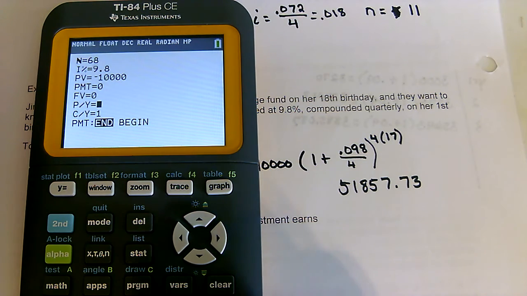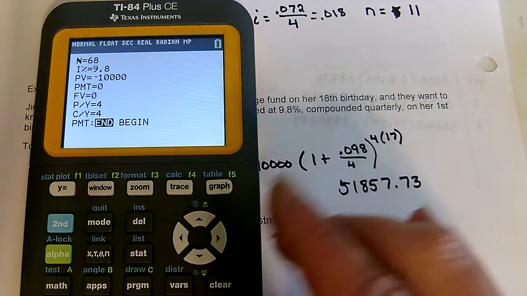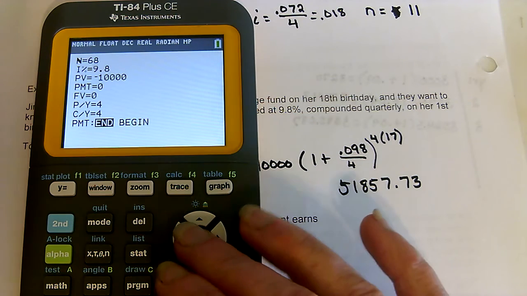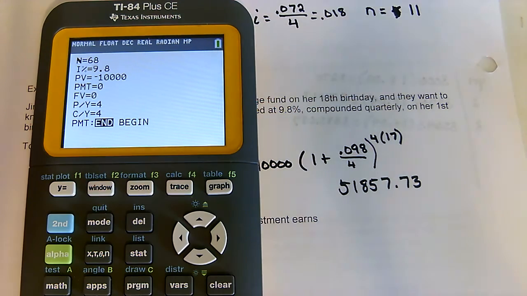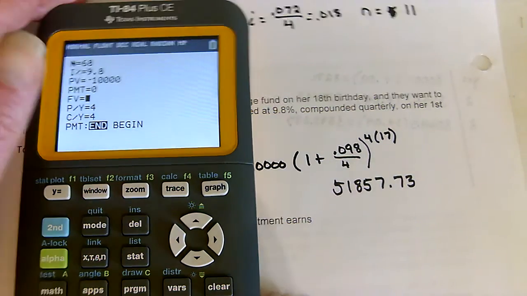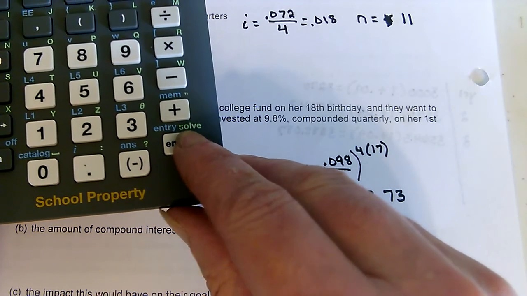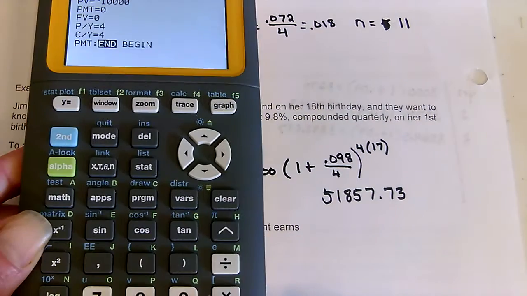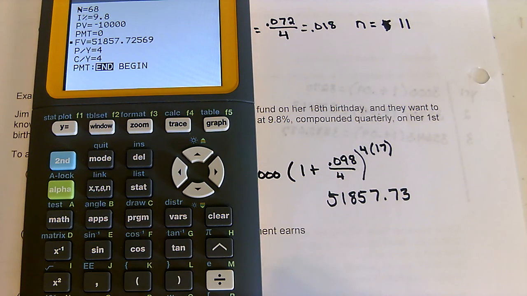And the number of compoundings is 4. And we want the ending value, so I'm going to leave it with end there. We're trying to solve for the future value, so I've got my cursor on the future value. If you notice at the bottom of your screen, it has green solve above enter. My green button is alpha, so I'm going to press alpha solve. And it found my future value.